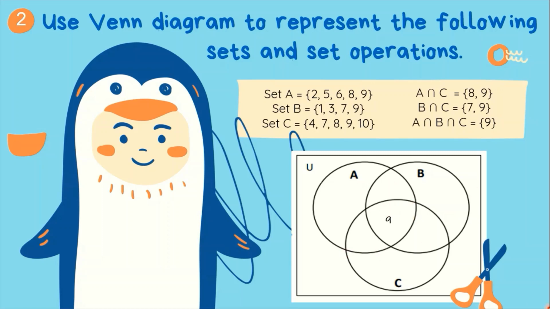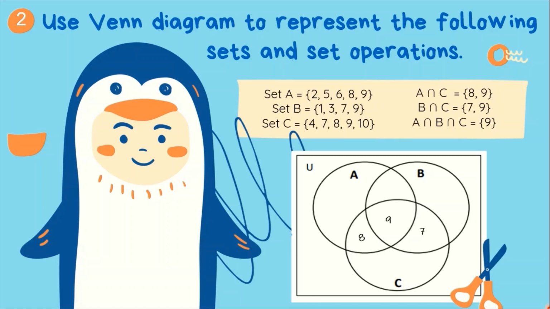Next, let's focus on A intersect C. Aside from 9, meron din silang common na 8. So, if this is set A and if this is set C, ang common nila, yung overlap part ng kanilang circle ay ito, 8 and 9. For B and C naman, aside from 9, they also have 7. So, if this is set B and this is set C, ang common elements nila ay nandito sa kanilang part ng overlap circle ng B and C. Common elements are 9 and 7.